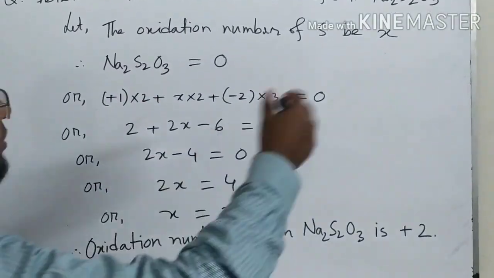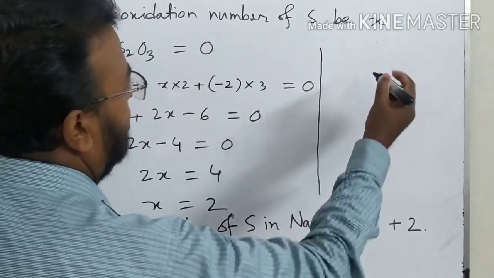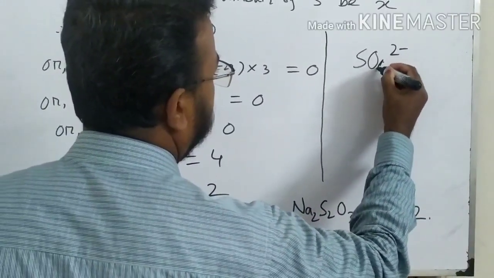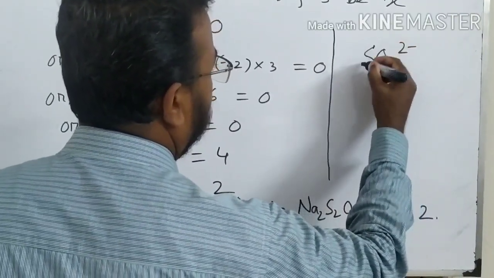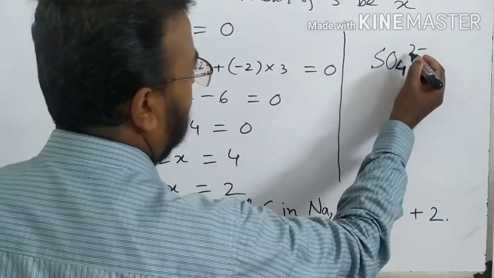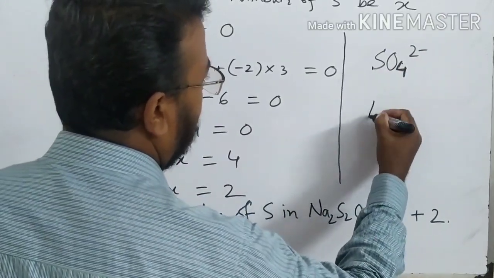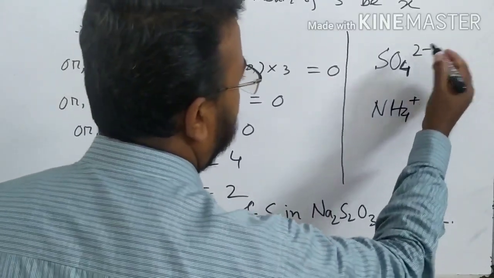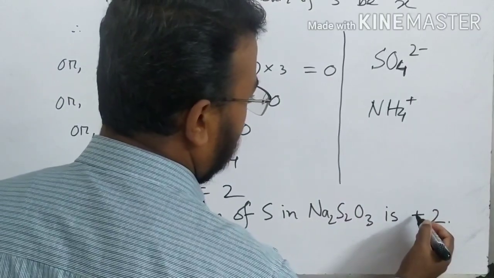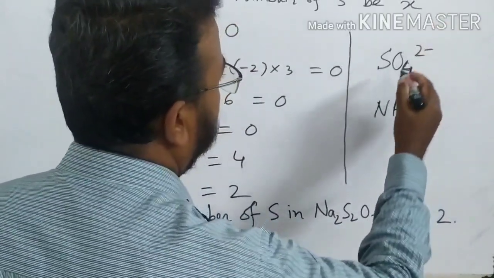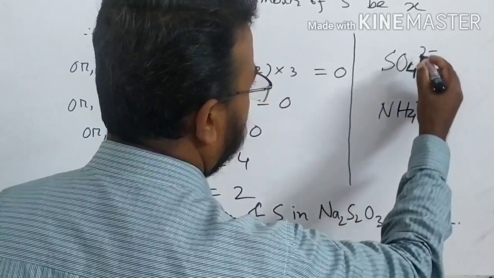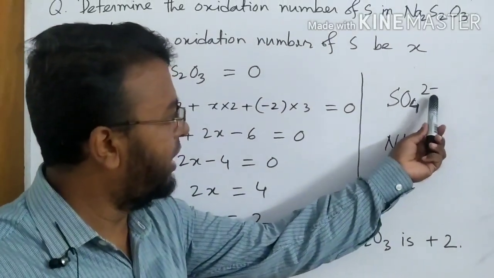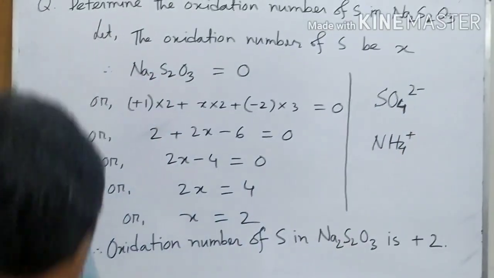So all of you see that there is a mistake we normally make. Sulfate is a radical, so this is 2 minus. When we write the charge of the radical, it will be like this, 2 minus, and NH4 is 1 plus. But when we write the oxidation number, it will be +1, +2 like this. So when the oxidation number is negative, then it will be -2, not 2 minus. When we write the charge, then it will be 2 minus. When we write the oxidation number, then it will be -2.